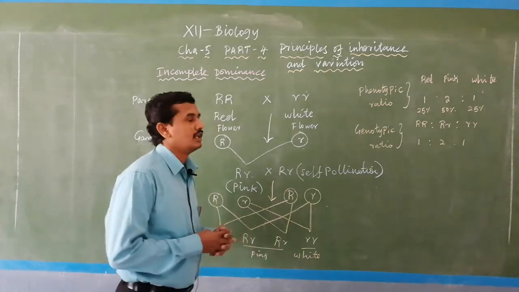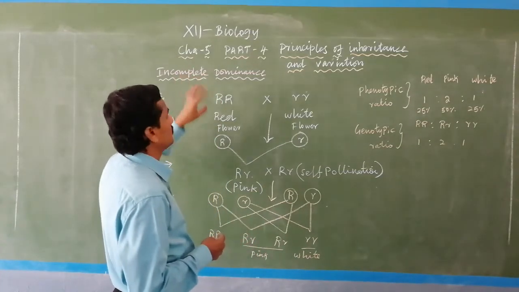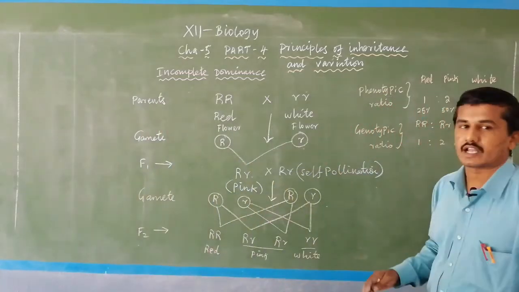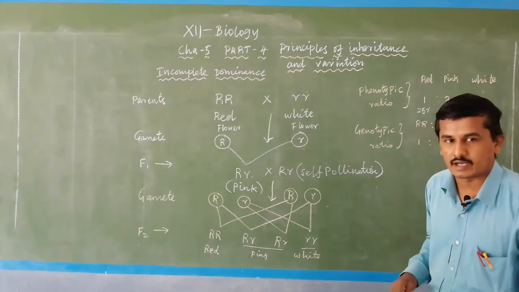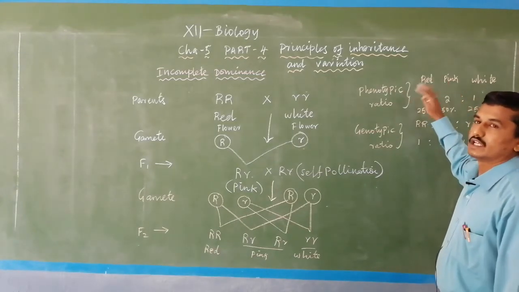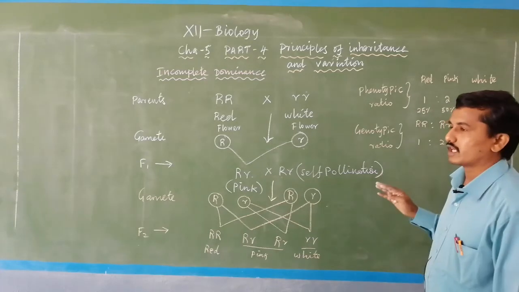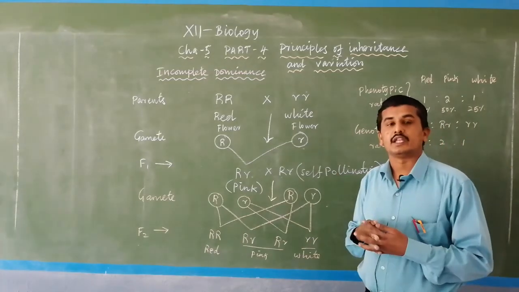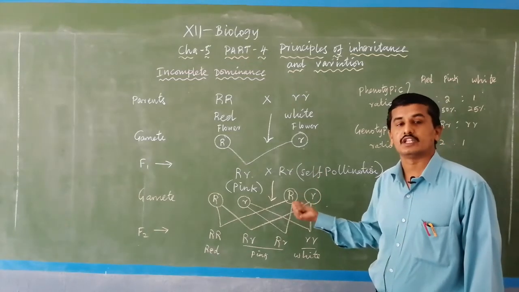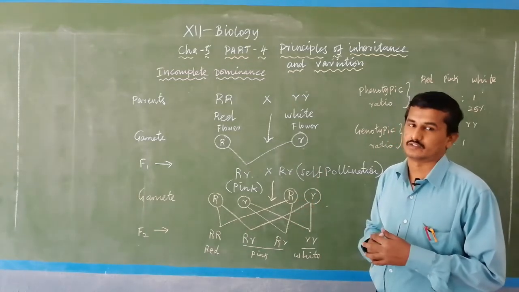So, the cross of this particular condition is known as incomplete dominance. In this cross, in the snapdragon plant, in the Antirrhinum species plant, pink is dominant over the red and white. So, this cross is said to be incomplete dominance. It is actually a deviation from Mendel's monohybrid cross.